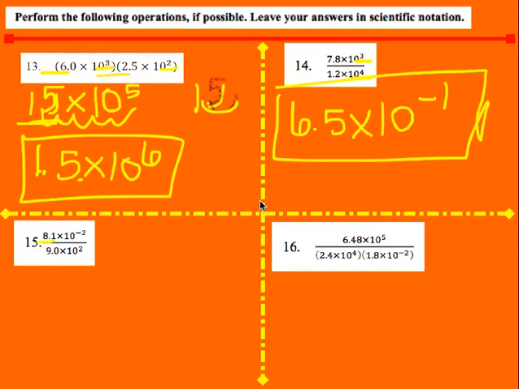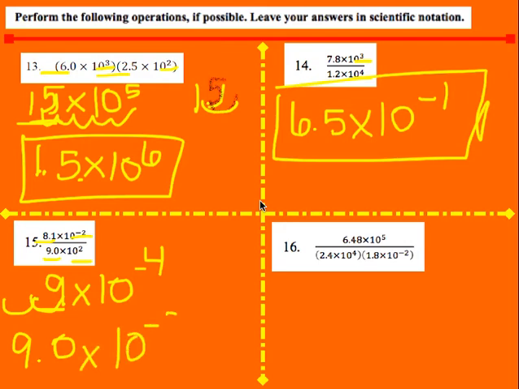Then 8.1 divided by 9.1 is going to give me 0.9 times 10, and here we're going to have negative 2 minus 2, which is negative 4. Here I need a number that's greater than 1, so I want to move it right one more, I'm sorry. So then we're going to have 9.0. I need to make this a negative 5 to account for the fact that I moved it right one to get 9.0. So it needs to be 10 to the negative 5th in order to make up for that gap.